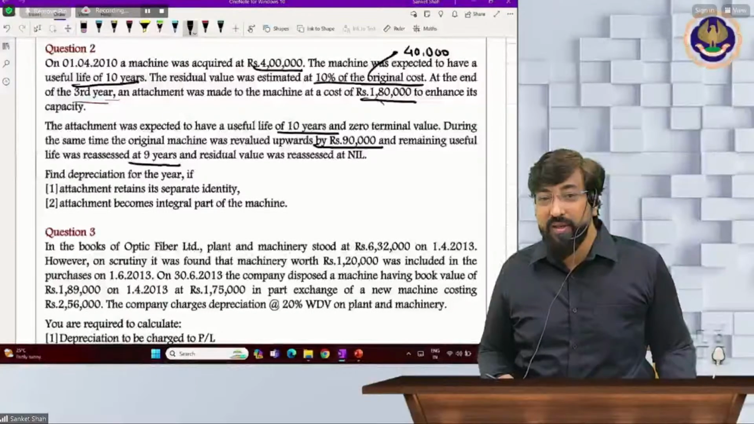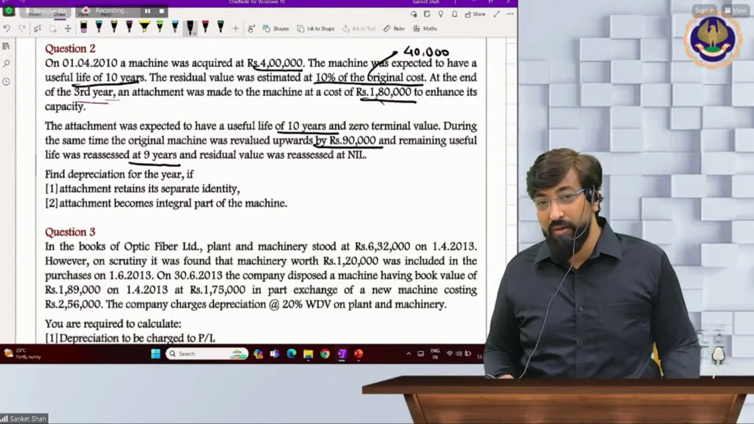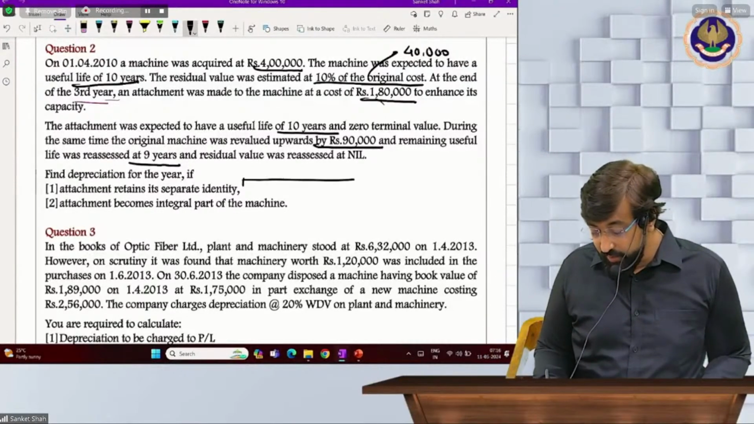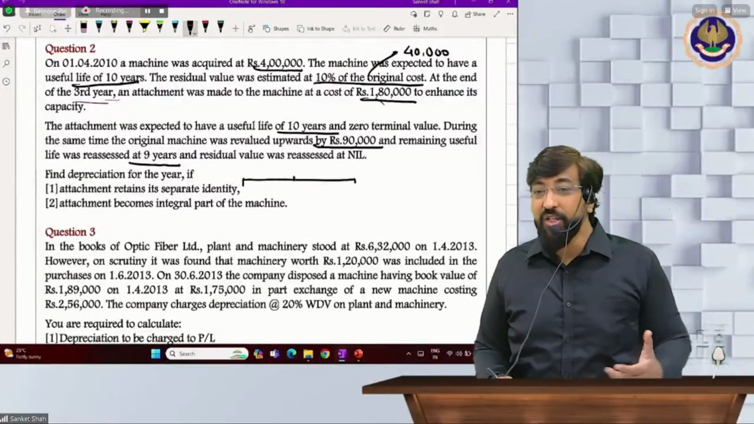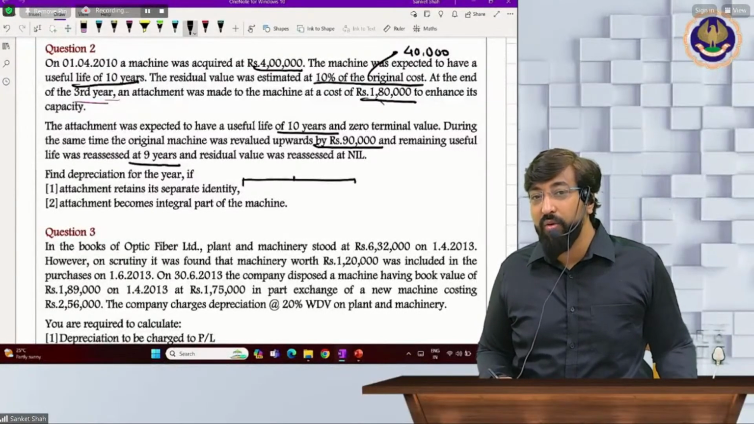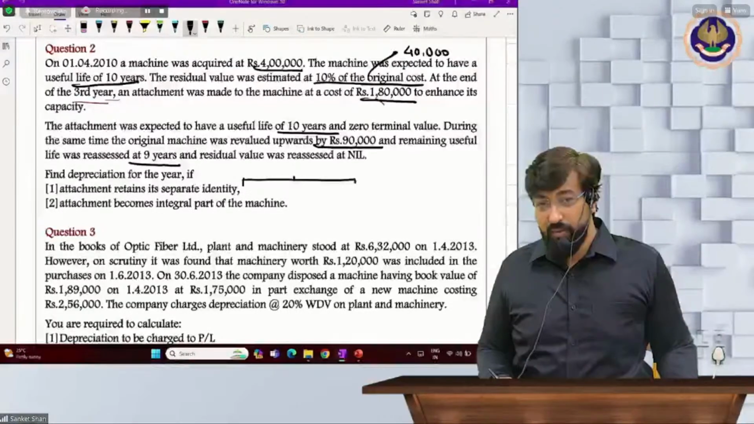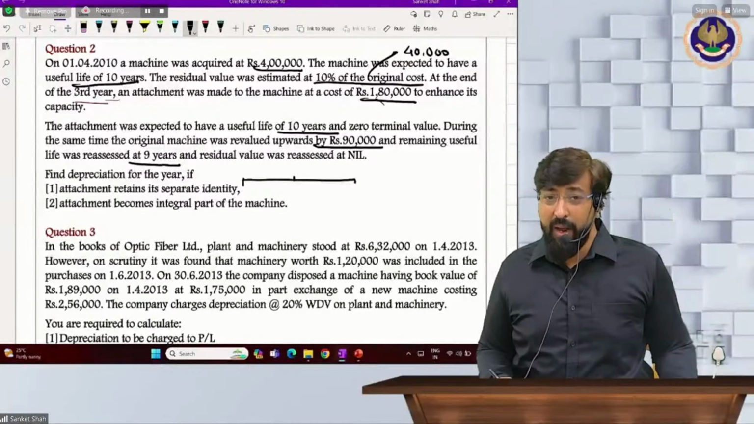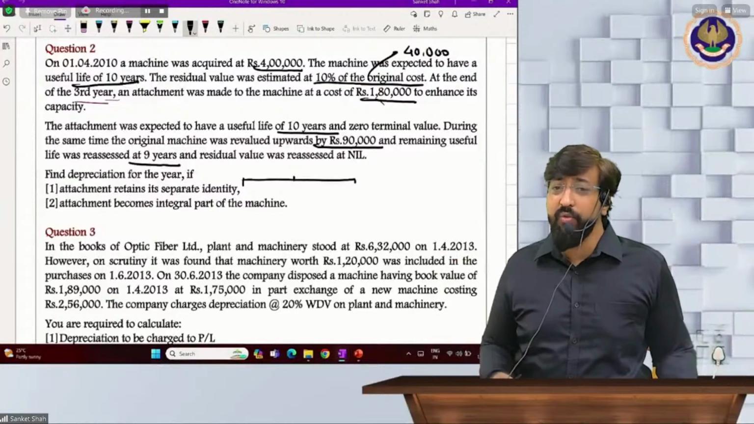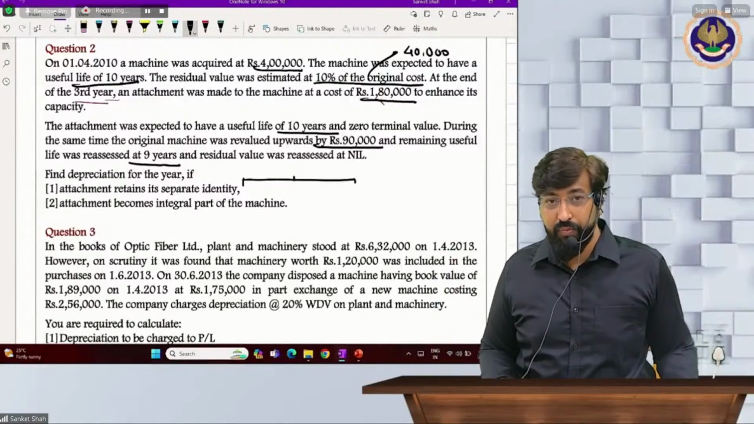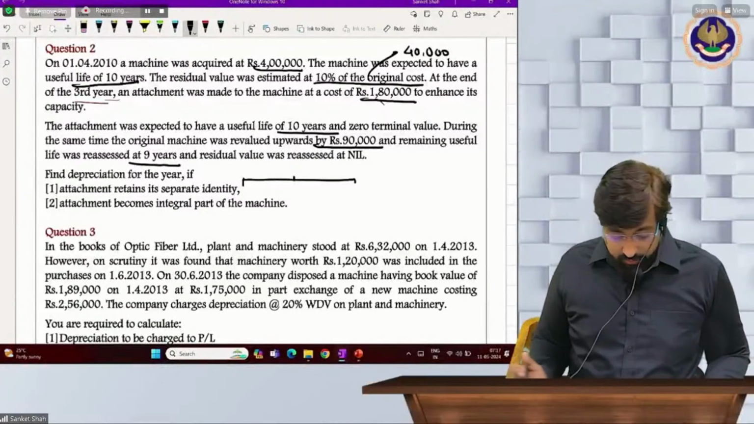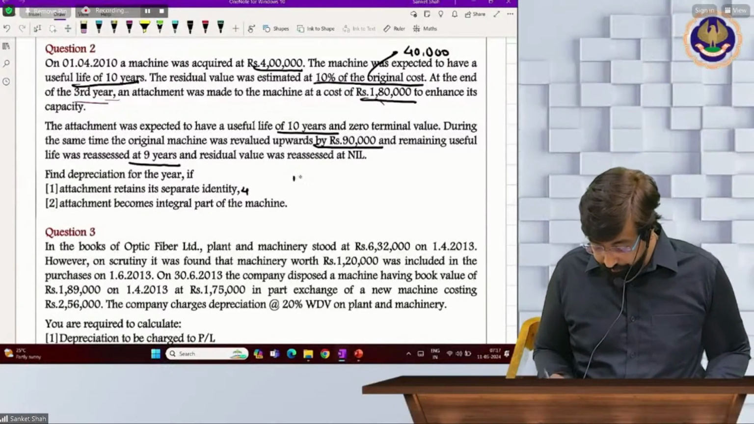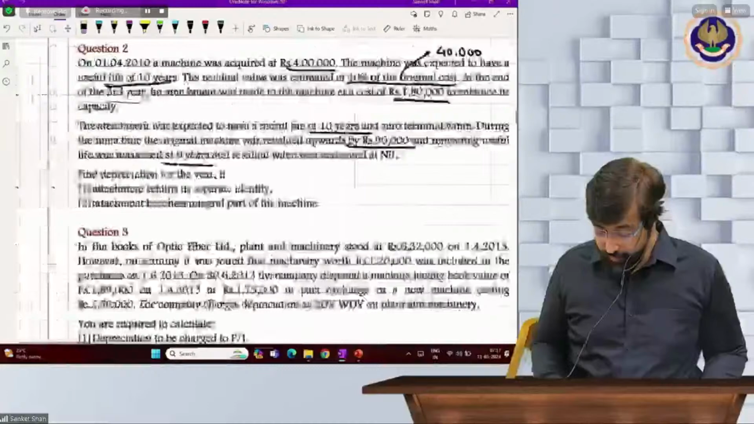Attachment retains its separate identity, and attachment becomes an integral part. So see, this is called component accounting. An additional part can have a separate life. And if it is an integral part, then you will continue with the same life. See, in the first part, what is the cost of the machine? What is the cost of the machine? Tell me.